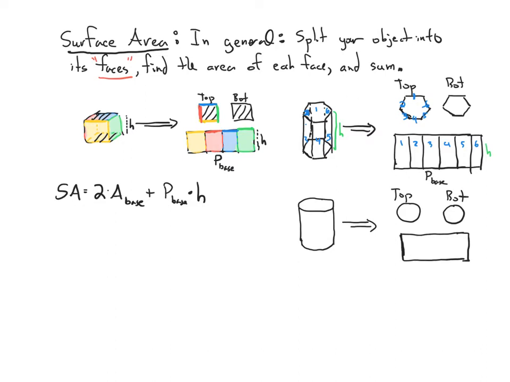And hey, look, the same formula works. The surface area is 2 areas of the base plus the perimeter times the height. The last type of object I want to talk about just for now is this cylinder. Well, a cylinder, that's a prism-like object.